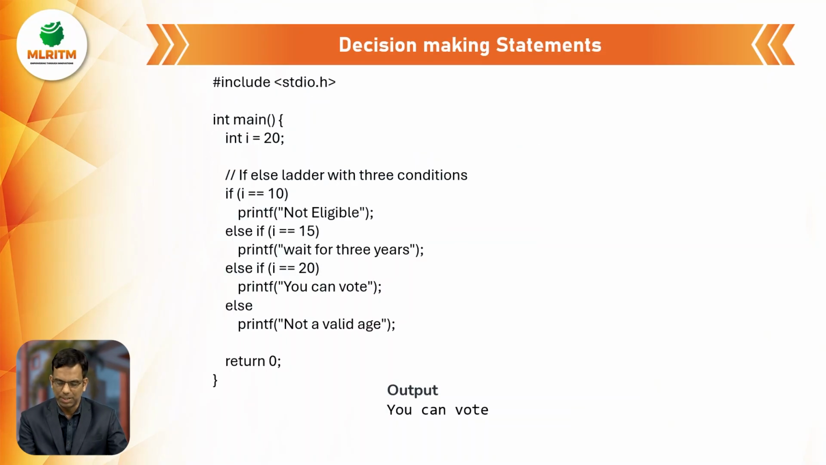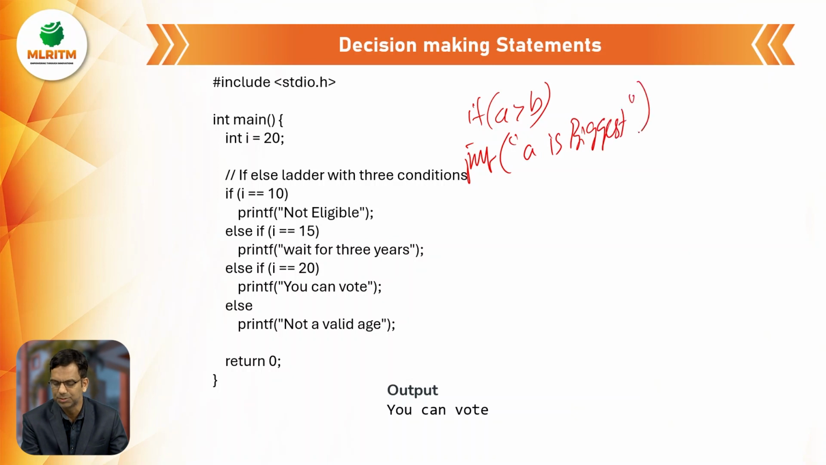This is one example. Another example I will write here. For example, if A greater than B, here I am writing printf "A is biggest". Then else if B greater than A, here I am writing printf "B is biggest".